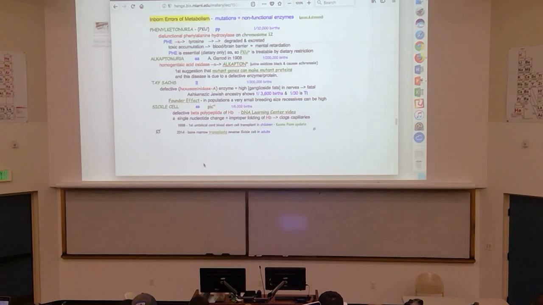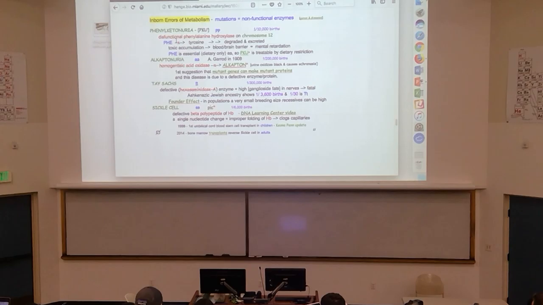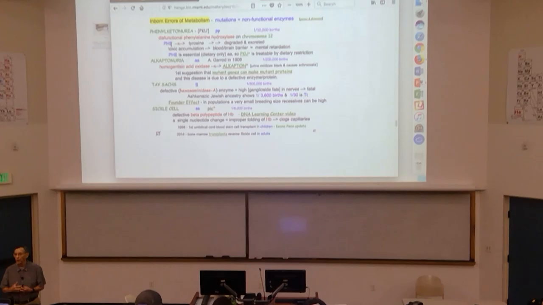Phenylketonuria is an interesting thing. It's a defective gene on chromosome 12 that produces a dysfunctional enzyme, phenylalanine hydroxylase, which normally breaks down the amino acid phenylalanine to tyrosine, which eventually gets degraded and excreted in the urine. If you're recessive, you don't produce the enzyme that breaks it down. Phenylalanine begins to accumulate. It will cross the blood-brain barrier and lead to abnormalities, including some mental disorders. It's required by law in all 50 states that every child is tested at birth for phenylketonuria to make sure they don't have the genetic disorder.